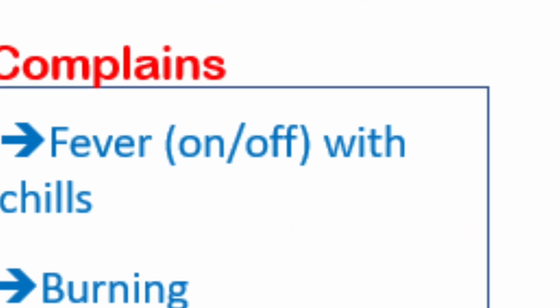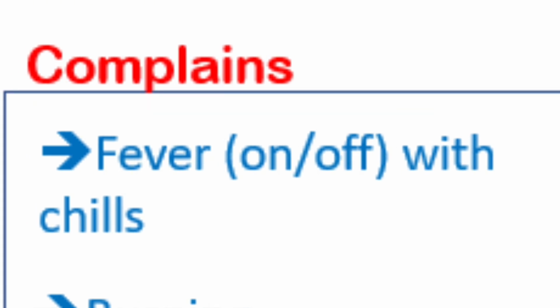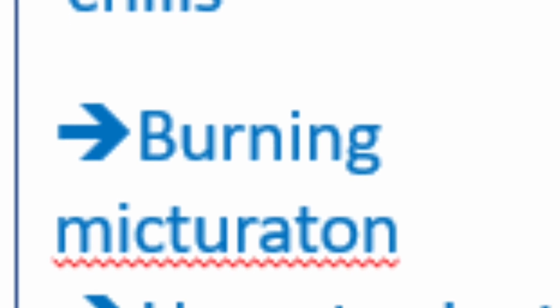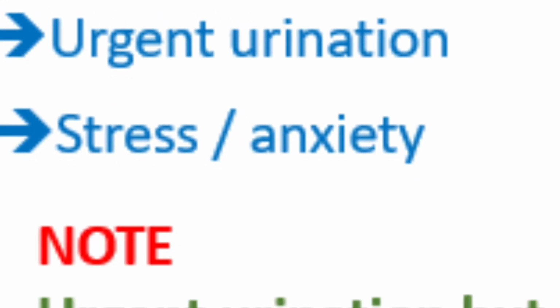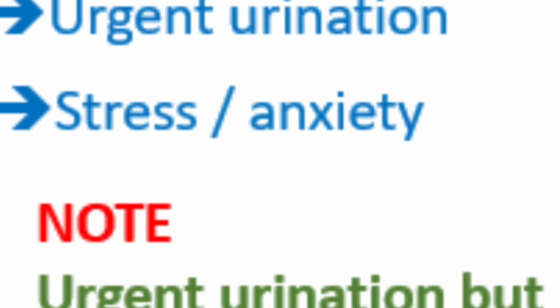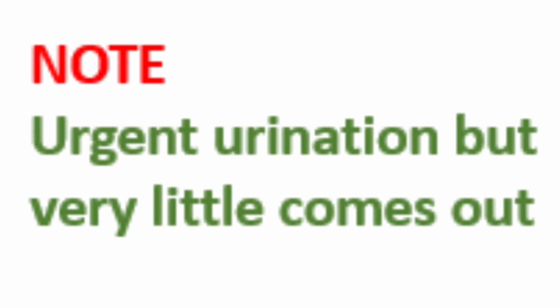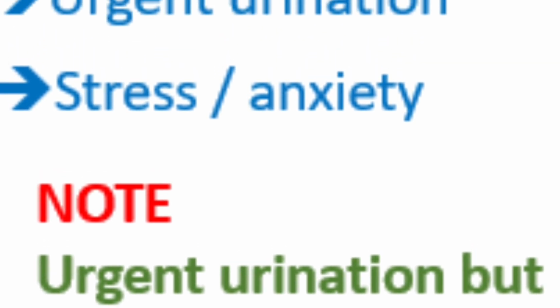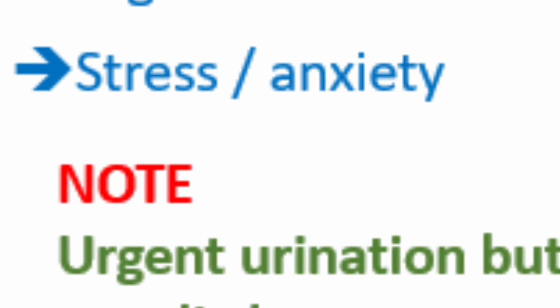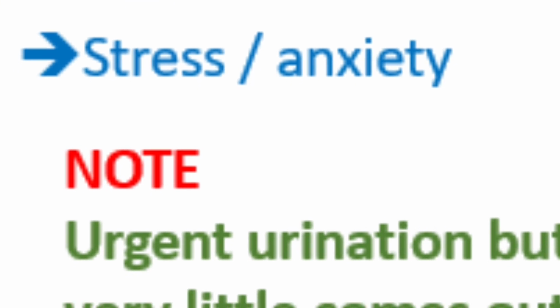If the patient comes with UTI, he or she will complain of fever, having on-off fever with chills. The second complaint, which is very common, is burning micturition. Burning micturition means acidic urination or burning sensation during urination. The third sign will be urgent urination, but here it is the point to remember that the patient will feel urgent urination, but only a very little amount of urine will come out. Due to these conditions, the patient will complain of stress, depression, and anxiety.